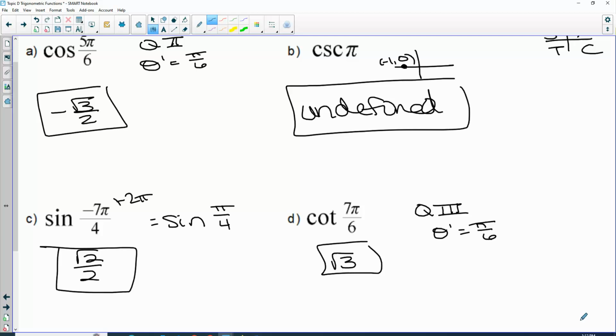Okay, so pi over 6 is 30 degrees. Tangent is sine over cosine, so square root of the top over square root of the bottom. Okay, so radical 1 over radical 3. But cotangent flips it, so radical 3 over radical 1.